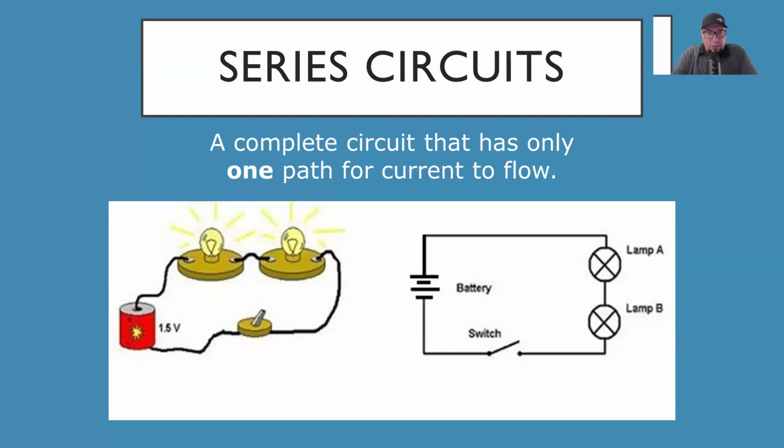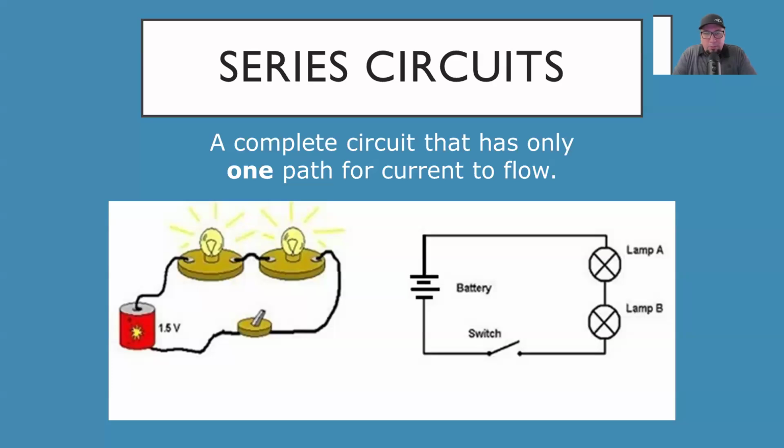Okay, so series circuits. The definition of a series circuit is one complete path for current to flow. The key word here is one, only one complete path for current to flow. The reason this is important is because when we get to parallel circuits, you'll see that there's more than one, so two or more paths for current to flow. That's the definition of a parallel circuit. So here, we're only looking at one, real basic. We're looking at a starting point and an ending point, okay?